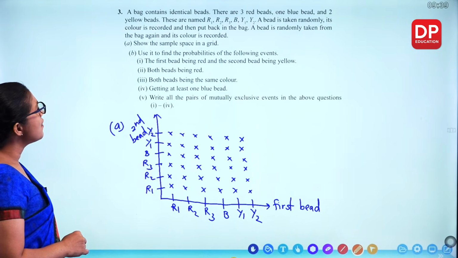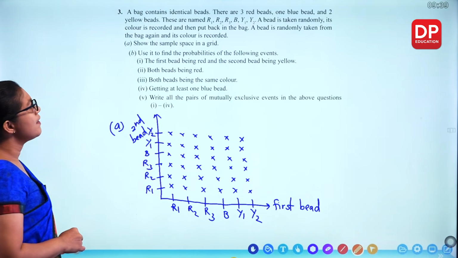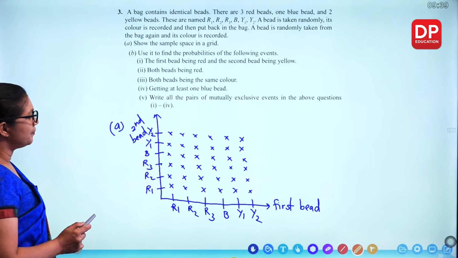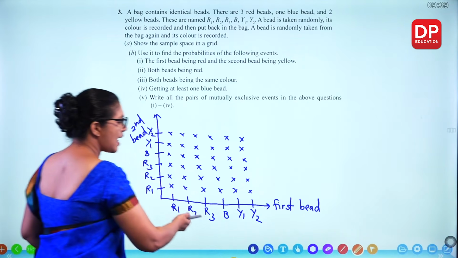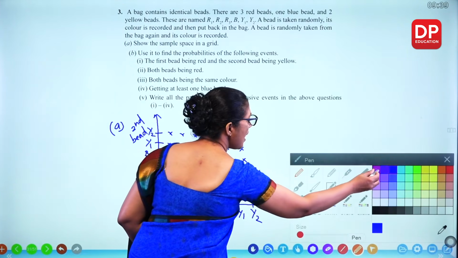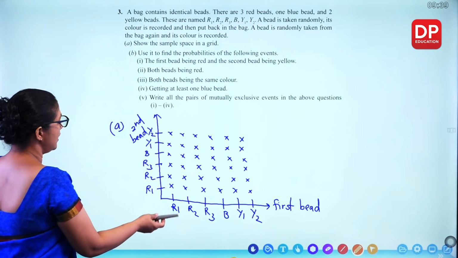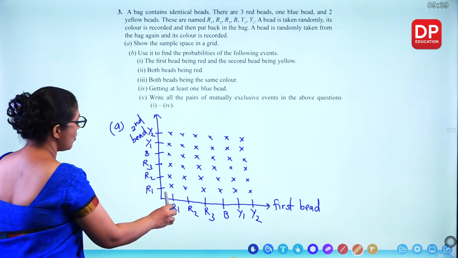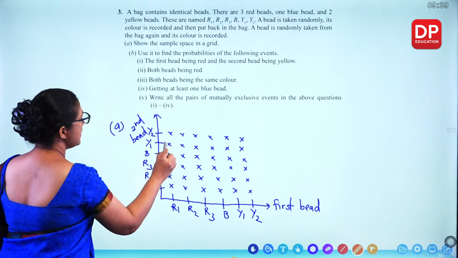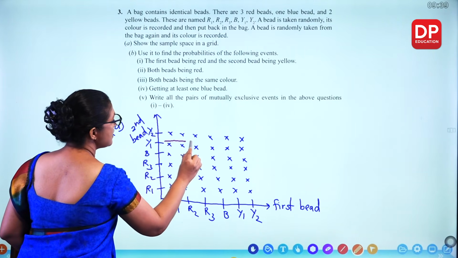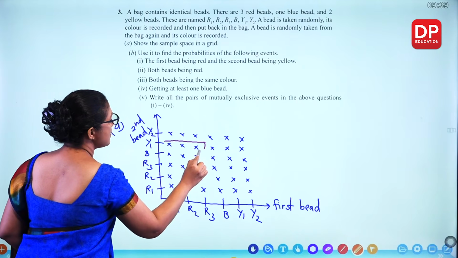First part, the first bead being red and the second bead being yellow. Red this side and yellow on this other side. So R1 with yellow, R2 with yellows. So I can take these 3.